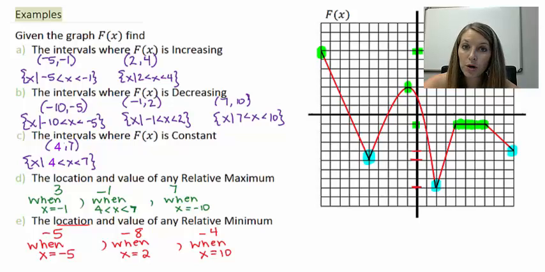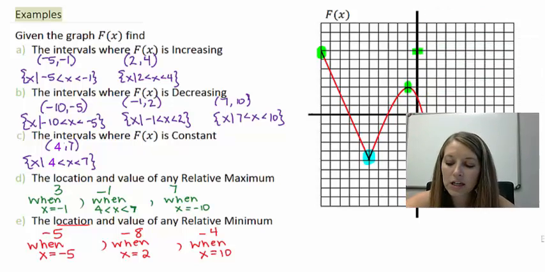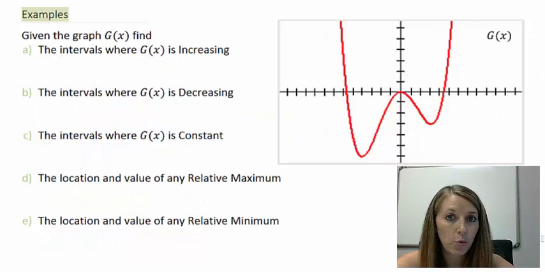Okay, so we have worked through one example of finding increasing, decreasing, constant, relative max, and relative min of a piecewise function. Let's do it again, but let's do it when we have more of a polynomial type of function, like this example here. So these ones are going to be a little bit easier because our graphs are a little bit smoother. So it's going to be definitely defined what's happening on this graph.